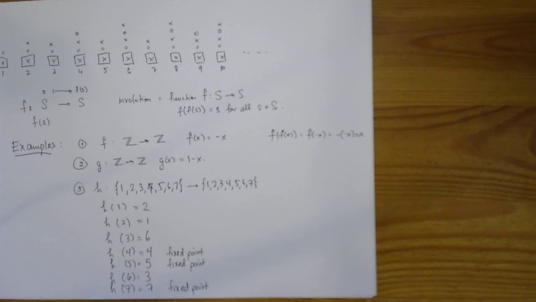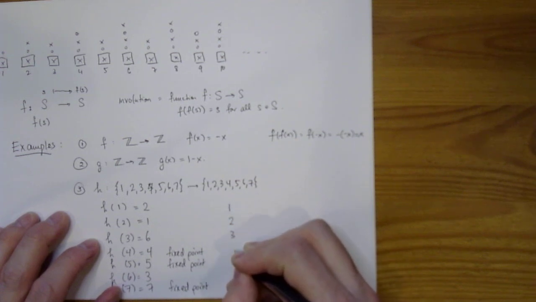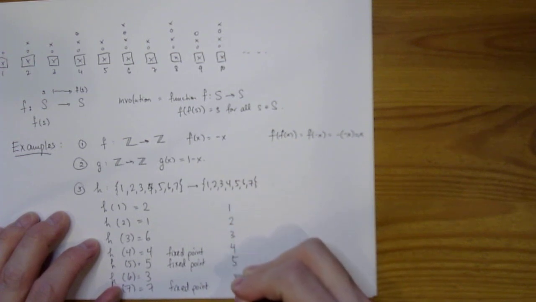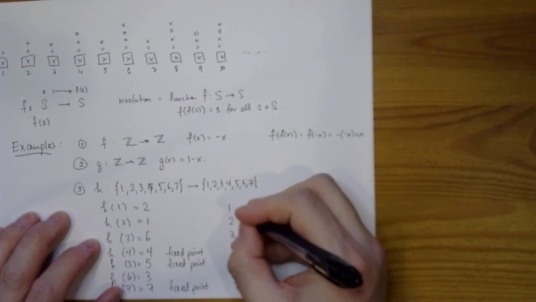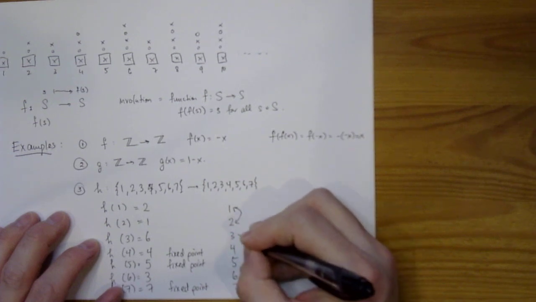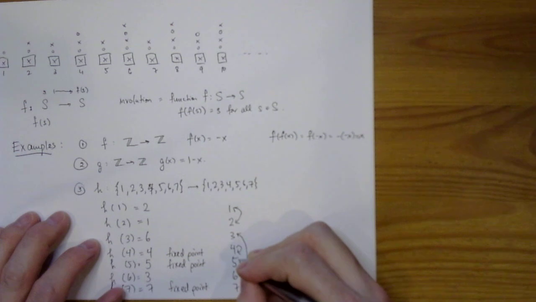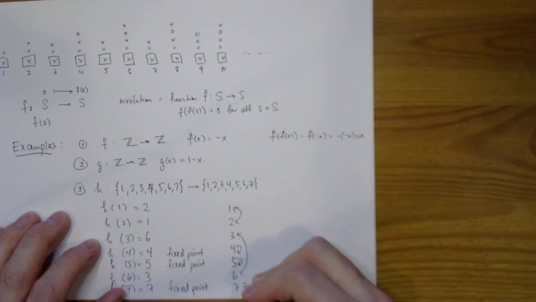You can sort of draw what this function does by making the elements and then making some arrows. Let's see if I can do this. You can see that 1 is going to 2, and 2 is going back to 1. 3 is going to 6, and 6 is going back to 3. And then 4 is going to itself, and 5 is going to itself, and 7 is going to itself.